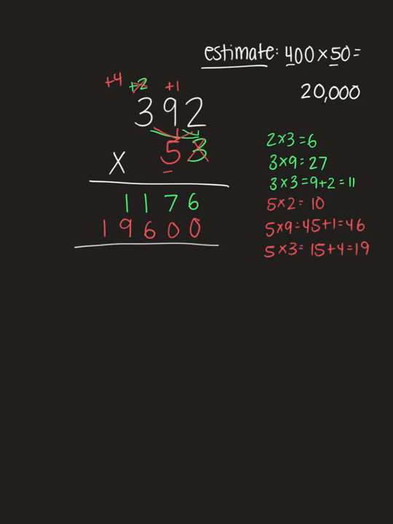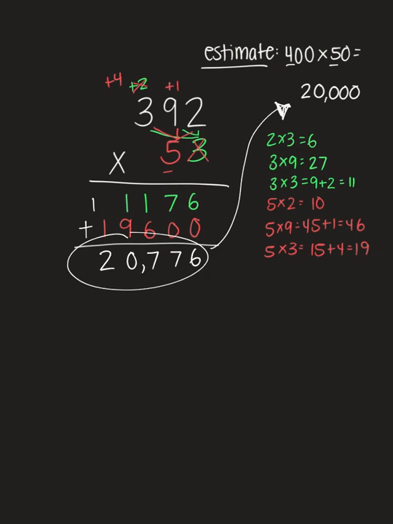And our final step is to add. So we're going to get a final answer of 20,776, which is pretty close to our estimate. So 3x2s really aren't any different than 2x2s. You just have that extra digit on top that you also need to multiply by and sometimes carry your digits over.